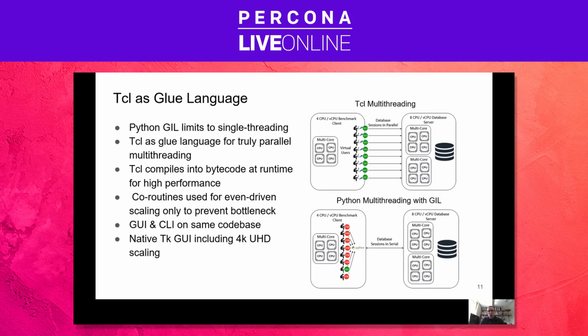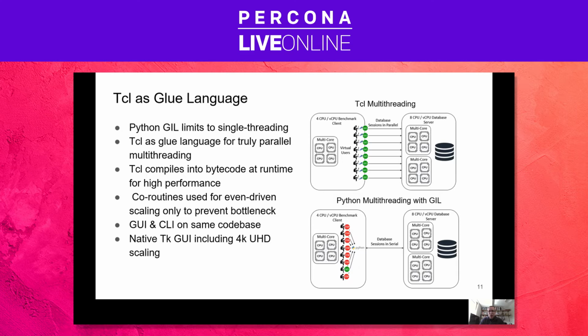So all of the virtual users are essentially an operating system thread. They all load their interpreter, as we mentioned before, that compiles into bytecode for high performance, and they can run independently across a wide number of CPU cores, which gives us this high level of scalability. We use coroutines, but only when we're running event-driven scaling, as we'll mention later on. Also, using TCL provides us both the GUI and command line on exactly the same code base.